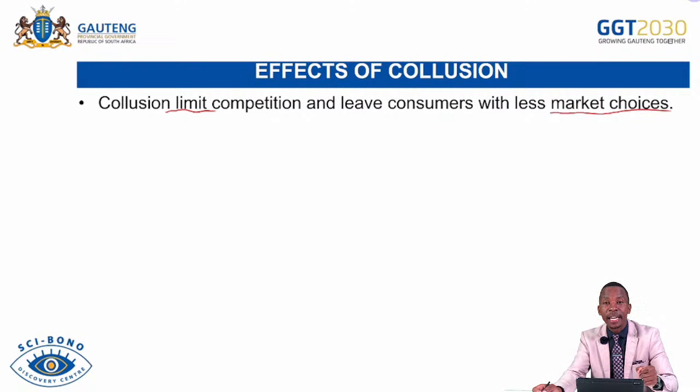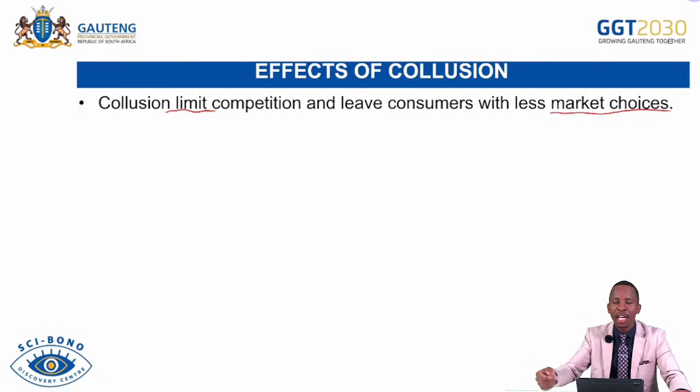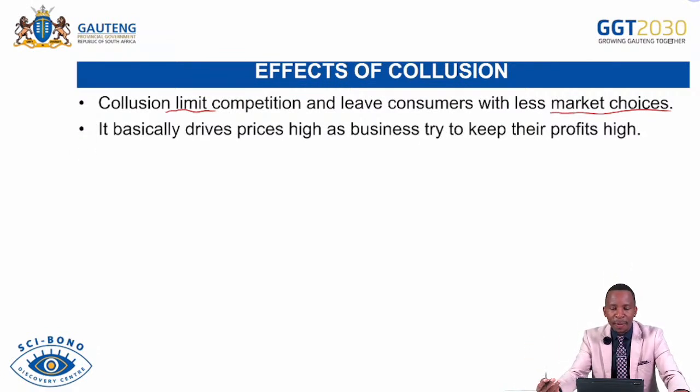In that case, that leaves a consumer without any choice, because maybe there are 5 firms that are selling at the same price, so the choice will just be based on the fact that maybe one supplier is offering good service. Otherwise, choices are not based on prices anymore, because firms decide to sell at a similar price. So the price is not considered as the one that will provide the choice. The choice can be made just because of the non-price competition strategies that will be discussed. It basically drives prices high as businesses try to keep their profits high. So collusion always ensures that firms keep their prices very high because they want to maintain their profits at a higher level.